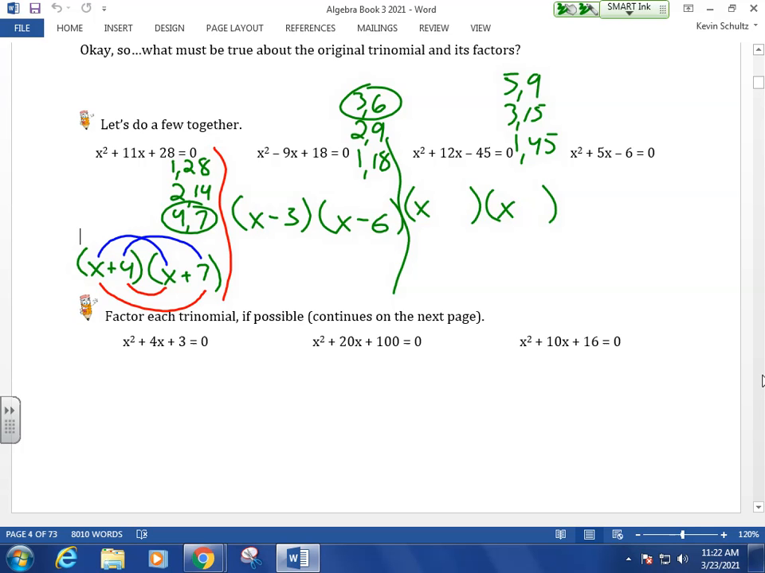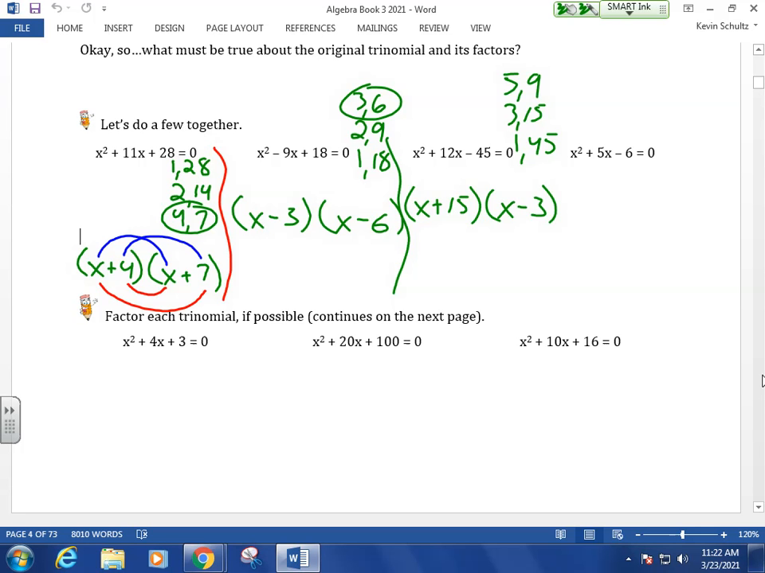15 minus 3. Good. A positive 15 and a negative 3 combine to give us a positive 12. Do positive 15 and negative 3 multiply to give us negative 45? Then we're good to go. Okay? Questions so far?